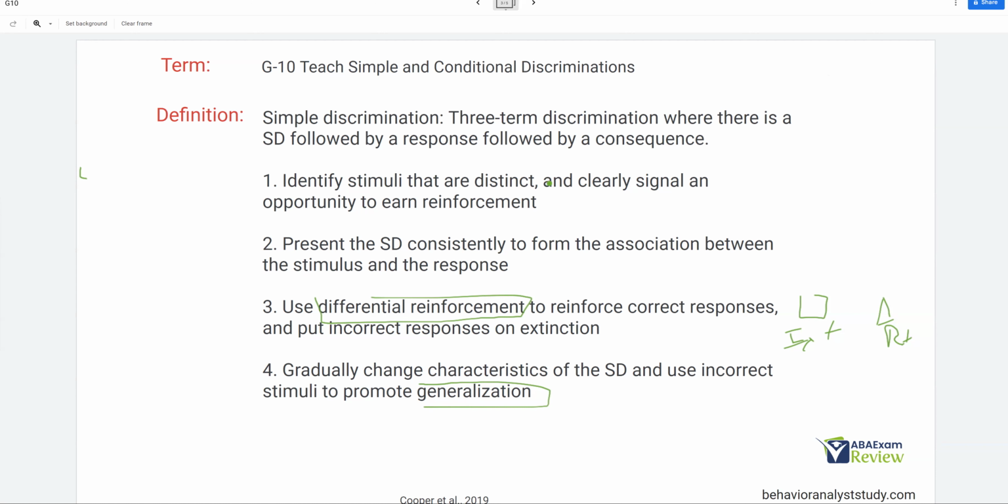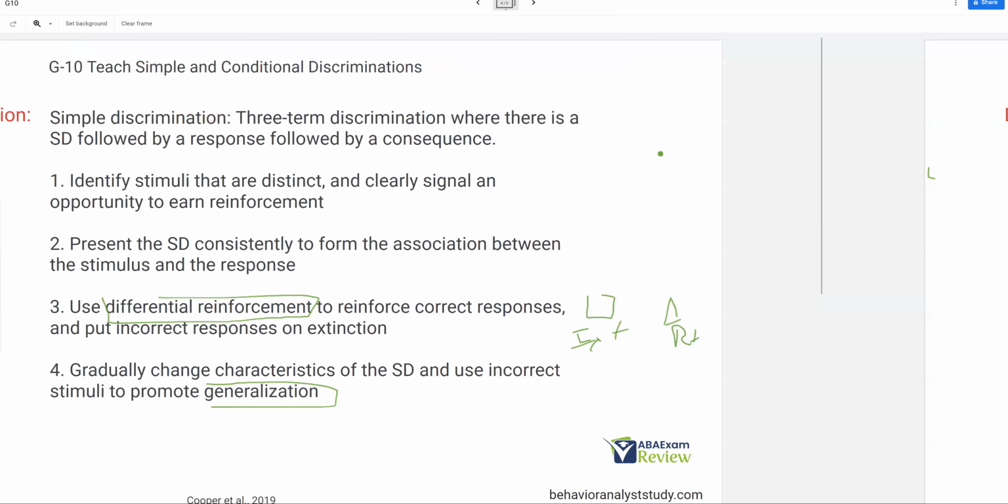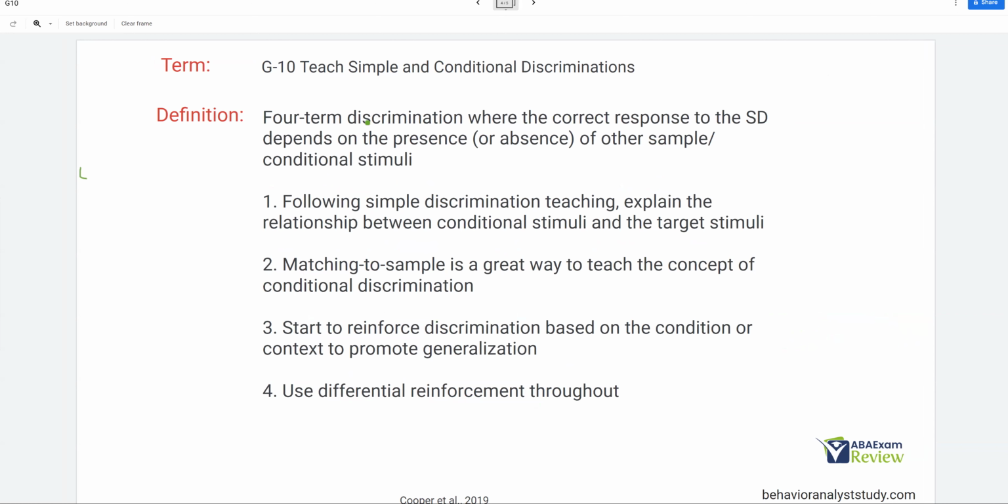Don't overthink simple discrimination. It's exactly what you know it to be, right? It's very, very straightforward. Conditional discrimination, okay? It's a four-term discrimination where the correct response depends on the absence or presence of another sample. So like we talked about, we still have our SD, we still have our response, we still have our consequence. The difference, we now have an antecedent stimuli or there's no stimuli, okay?